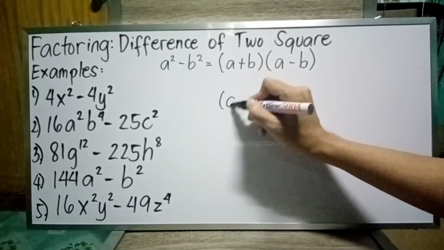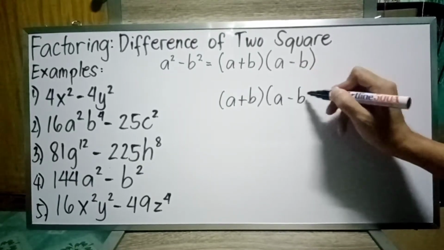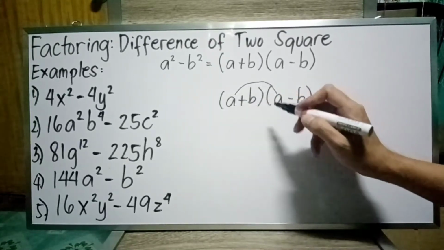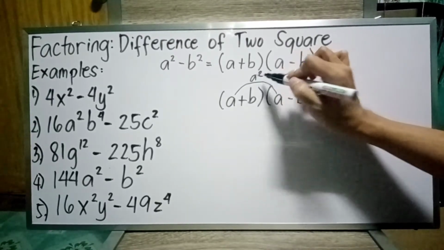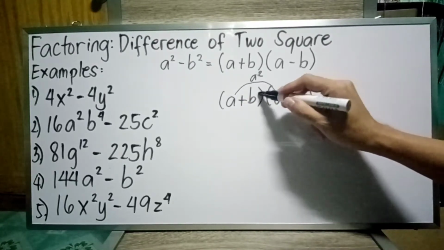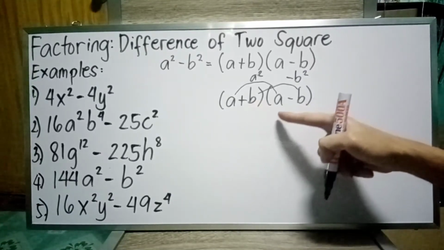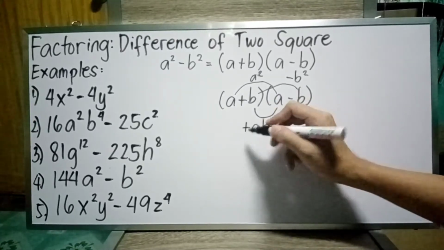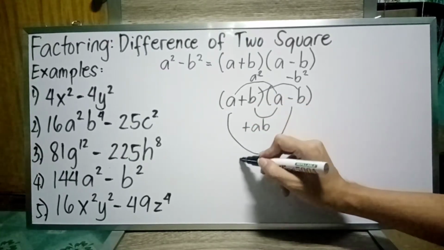Okay, let us check if this will satisfy this one. So using the FOIL method, we can check if the formula is real. Okay, so a times a, that is a squared, b times negative b, that is negative b squared, b times a, that is ab, positive, then a times negative b, that will become a negative ab.